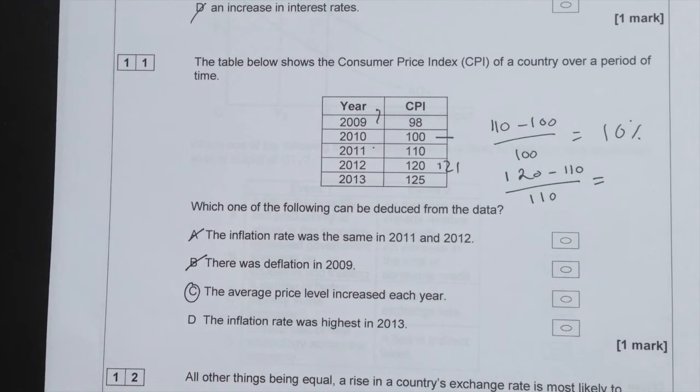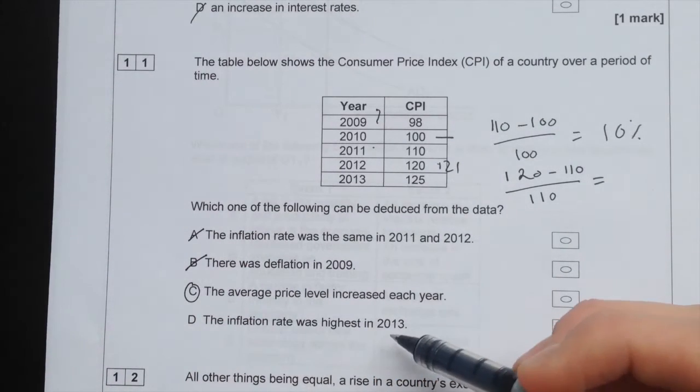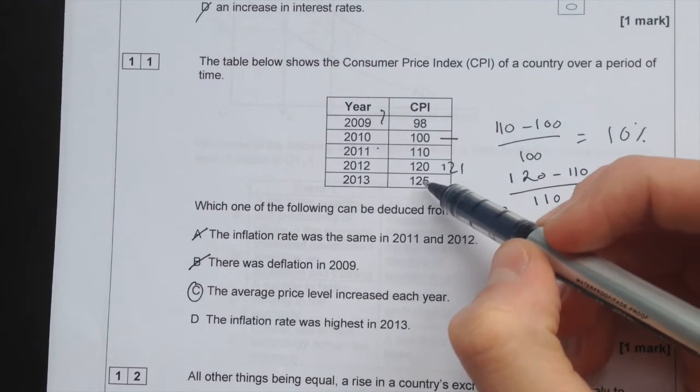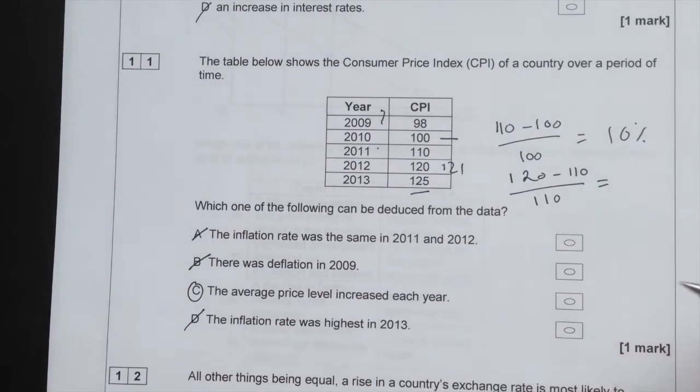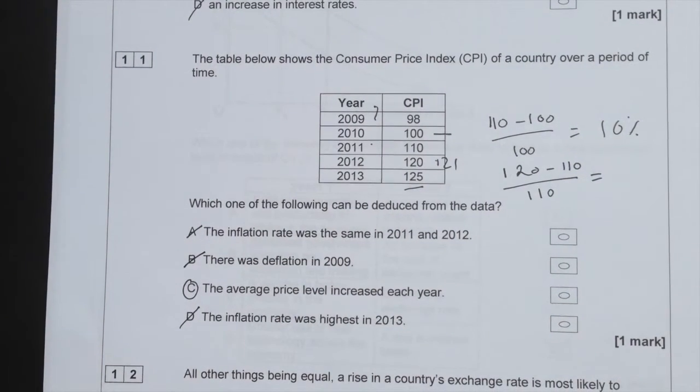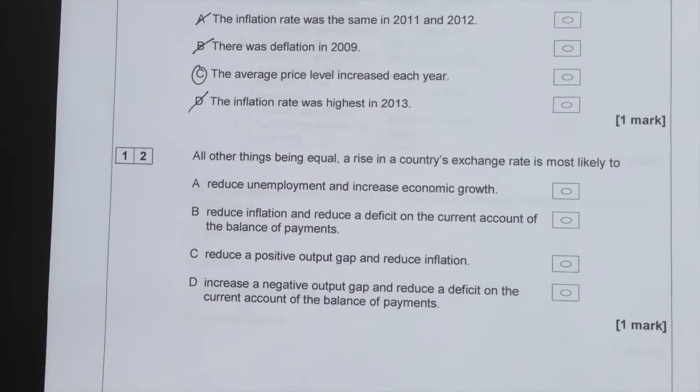We'll just check that D is wrong. The inflation rate was the highest in 2013, and that's not the case. So the answer for this question is C. Now let's move on to question 12.